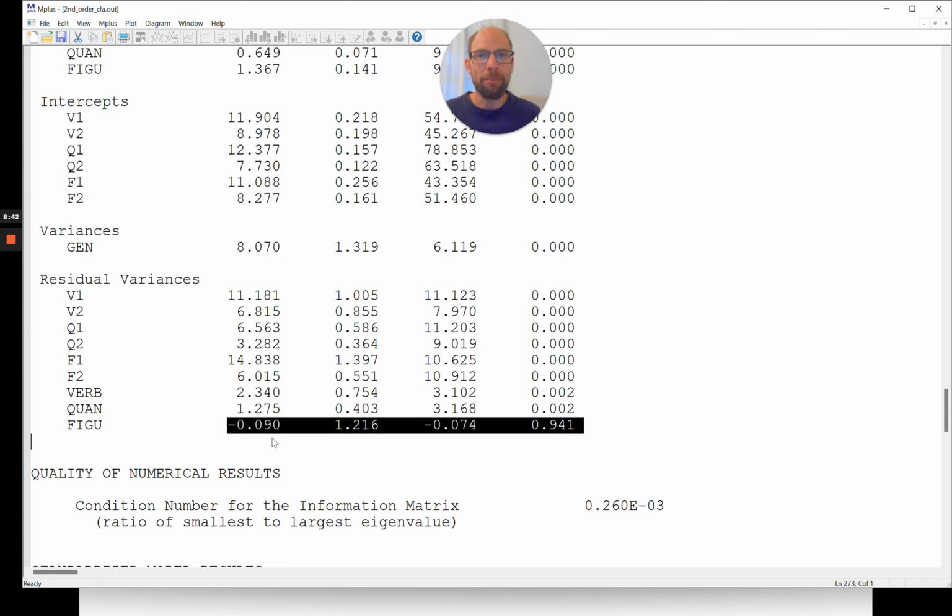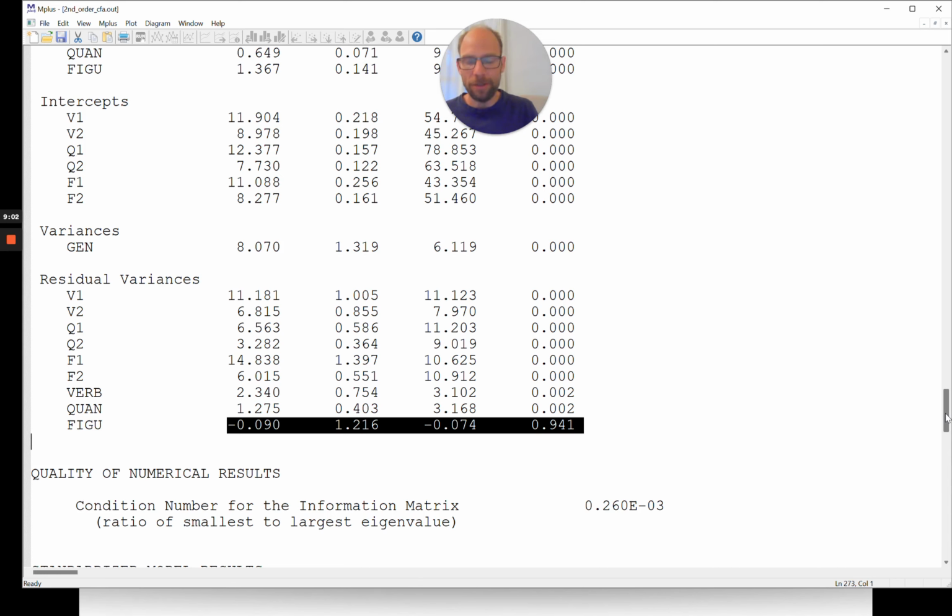So we call this an improper solution, or a solution with an out of bounds or out of range parameter estimate. Variances are bound to be positive. They could be 0, but they couldn't really be negative logically. So this estimate doesn't make sense here, and this is the issue.